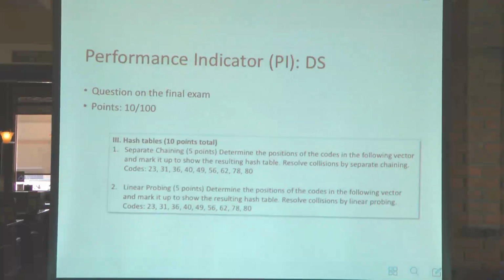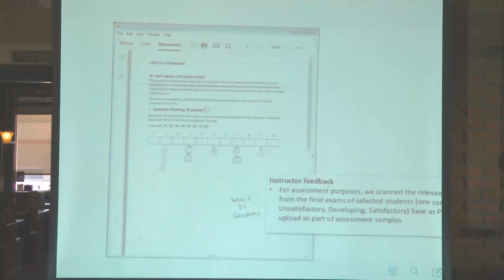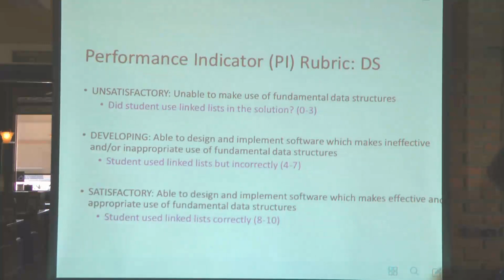And then we repeat the same process for the other performance indicators. We have one for data structures. Again, we use a question on hash tables on the final. Again, we scan the code, and we again set thresholds. In this case, it was a question that had 10 points. So the thresholds are 0 to 3, 4 to 7, 8 to 10.